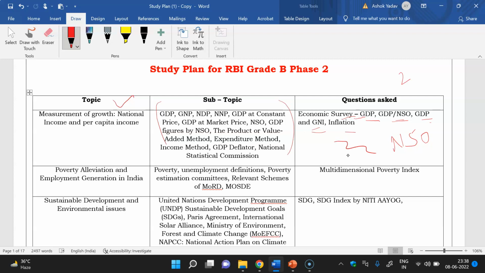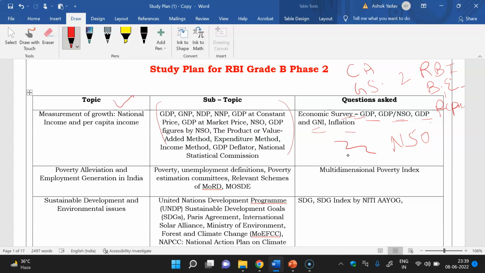Actually, the objective part of ESI will be based on current affairs, plus government schemes, plus RBI circulars, budget and economic survey or reports. Budget, economic survey and various reports. Questions of ESI will be based on these things only.